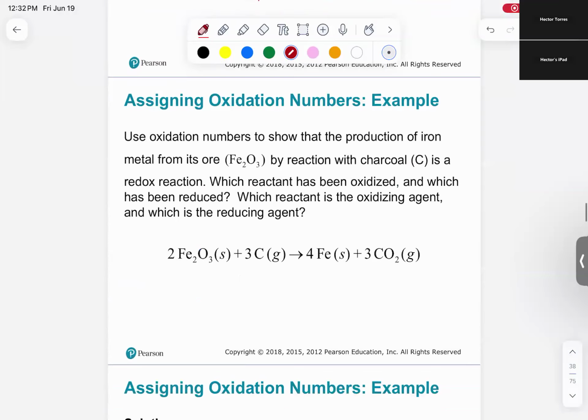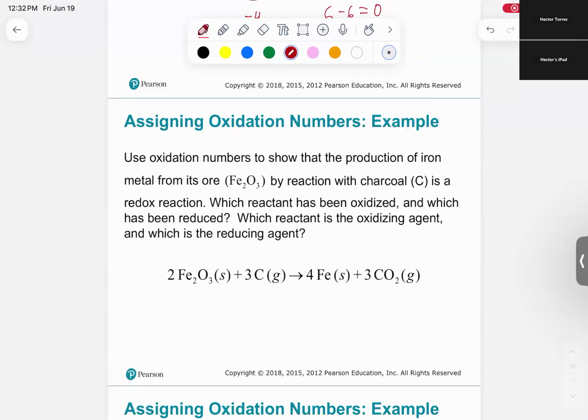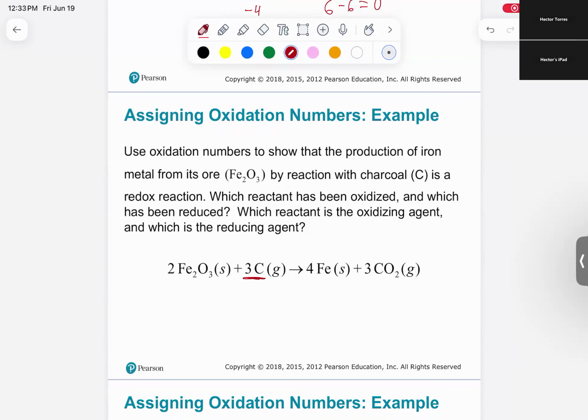Okay, so now we have this example. We're going to assign oxidation numbers. Actually, let's just assign oxidation numbers. I think that would be best. Okay, so I'm going to start with my easy ones. I like doing the easy ones first. So carbon by itself is 0. Fe by itself is 0. Okay, now let's go to the trickier ones.